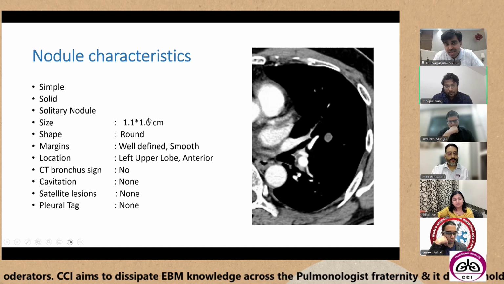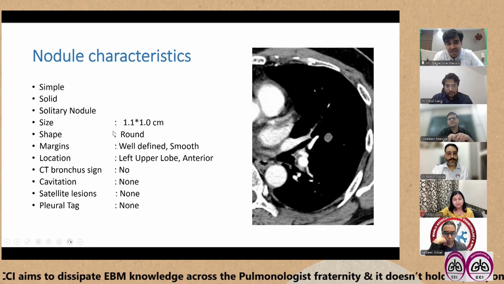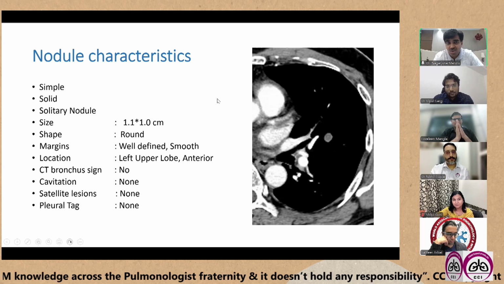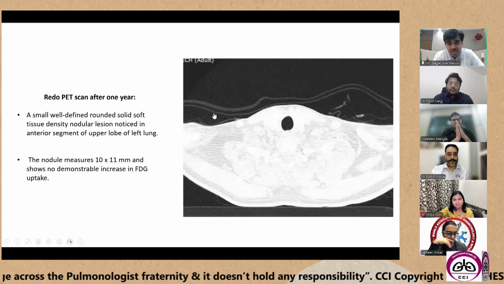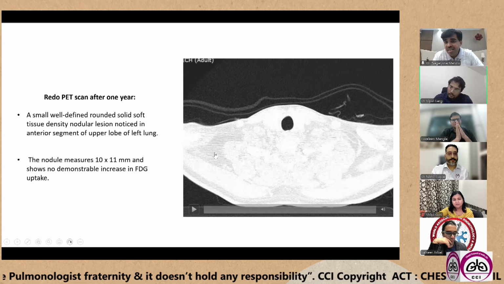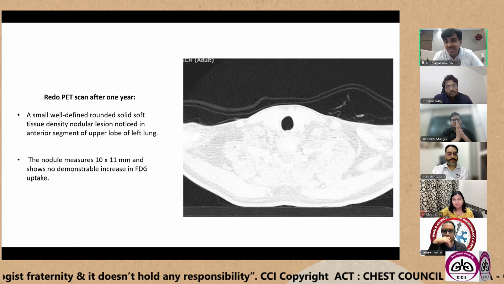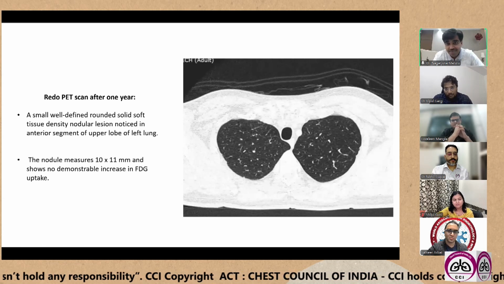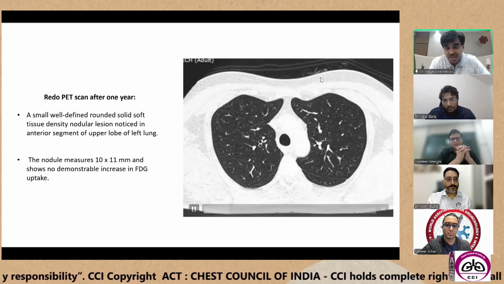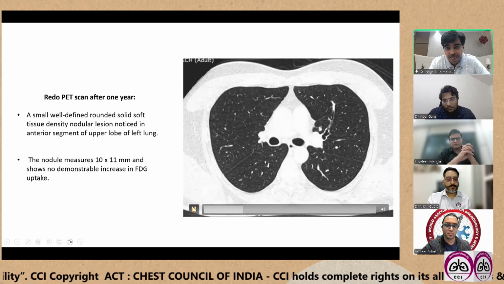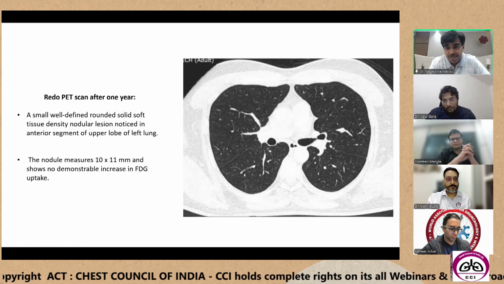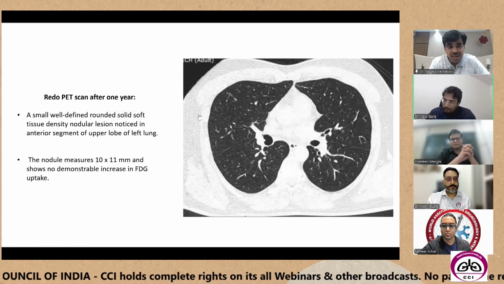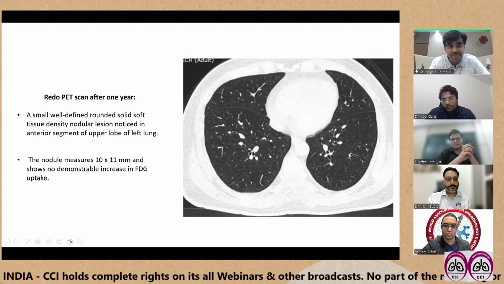Size is again important. In this case, it is 11 mm by 10 mm, round, smooth, and there is no CT bronchus sign, no cavitation, nothing else. So this was the nodule which was there. In this case, obviously, when he came, it was labeled as a benign nodule with all these features, no risk factors, nothing. And then after 1 year, a CT scan was done. So again, you can see the nodule almost the same. Now 1 year has elapsed and the nodule still remains the same.